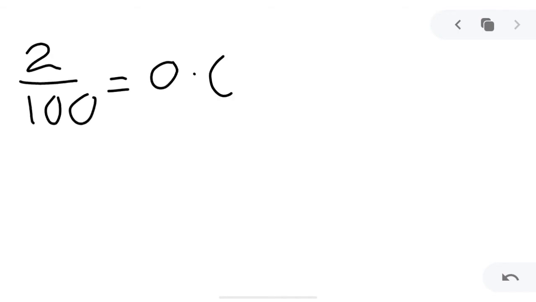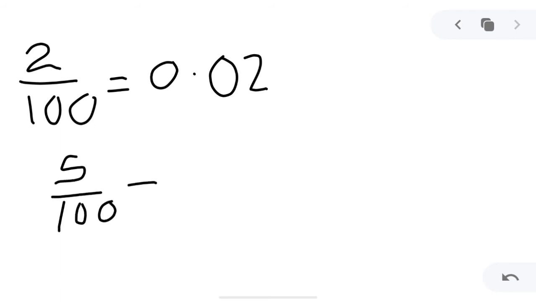Similarly, 2 by 100 will be written as 0.02. Why? Because again there are two zeros, so we need to have two digits after decimal point. We cannot add 0 after 2 because it has no value. That's why we will add 0 before 2. Now let's see another number like 5 by 100. So it will be again 0.05.